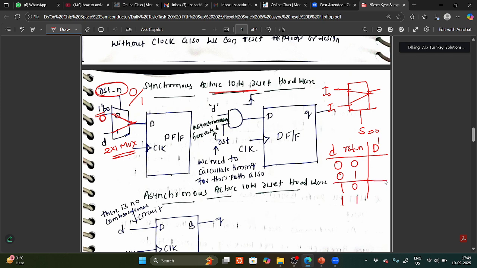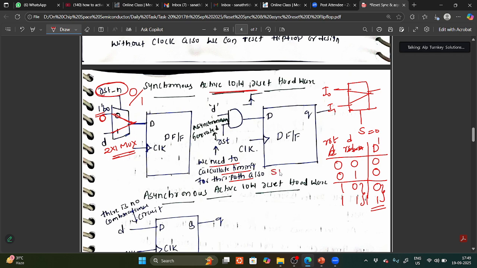So here, you need to take reset, and here you need to take D. If reset is 0, you are getting D output as 0 only. If reset is 1, whatever the input is there, you are getting that as the output. So one of the disadvantages is that there will be an extra combinational circuit, and we need to calculate the timing for this path also.